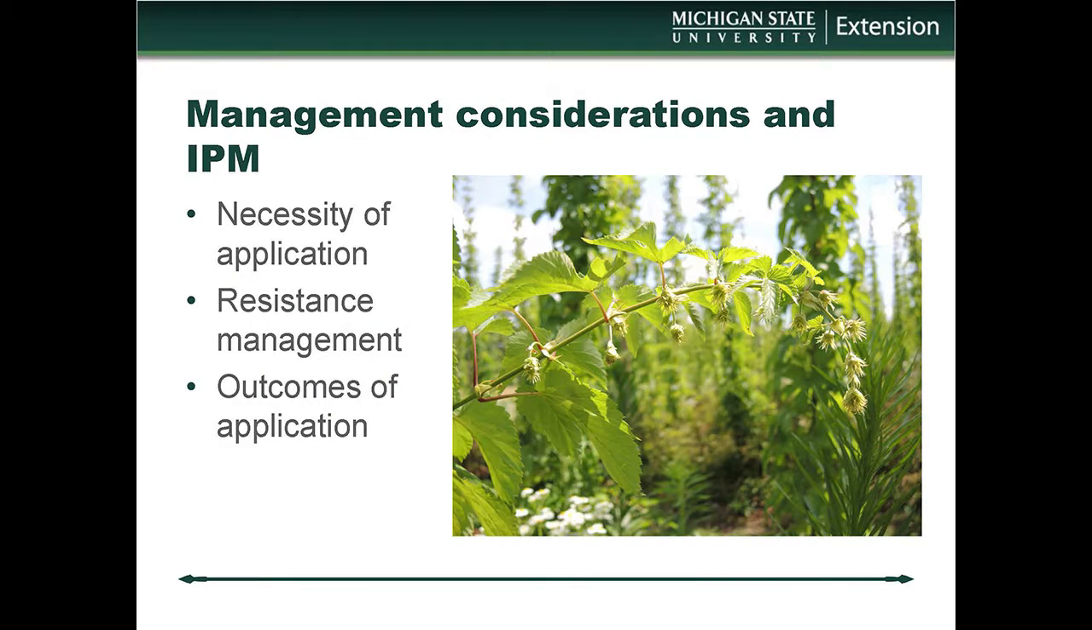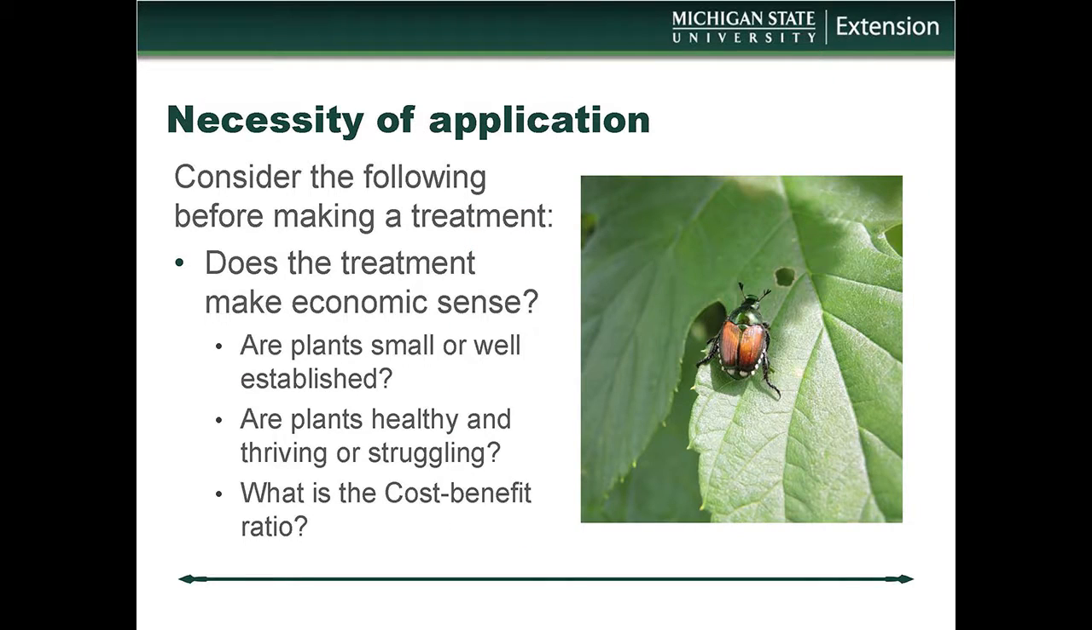Just a couple more slides here to get through. Some management considerations for your IPM program, the necessity of application, resistance management. We'll talk about the outcomes of the application. So this is the example I really just gave with Japanese beetle, but consider the following before making a treatment. Does it make economic sense? Are the plants small or well established? So that would come back to Japanese beetle. Are the plants healthy and thriving, or are they struggling? You know, how conservative do I need to be with my management strategies based on the shape my plants are in?